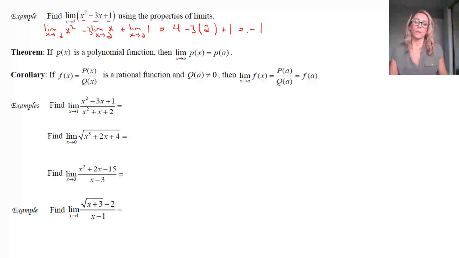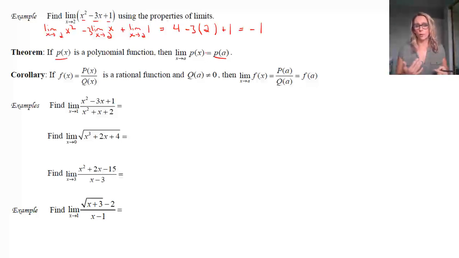But what I really want you to see here, the key thing to see, is that this is the same as if we just plugged it in. And that's where we're at right now. So our next theorem says if you have a polynomial, then the limit as x approaches a of that polynomial is just p of a, meaning it's just plugging a in to the polynomial. And that's because polynomials are smooth and continuous, and so their domains are all real numbers. You should be able to plug in a value and out will come a real number.